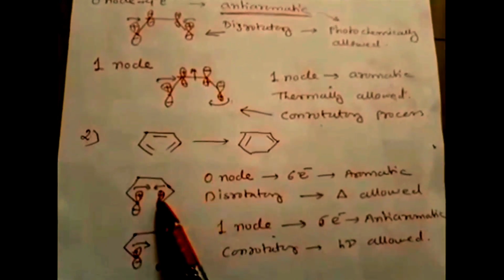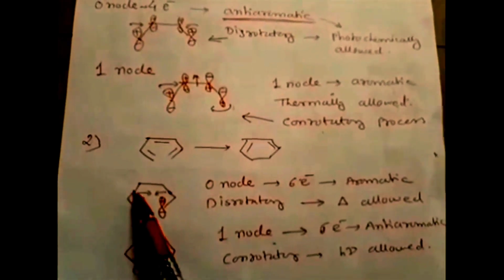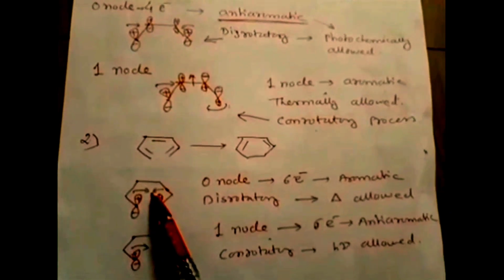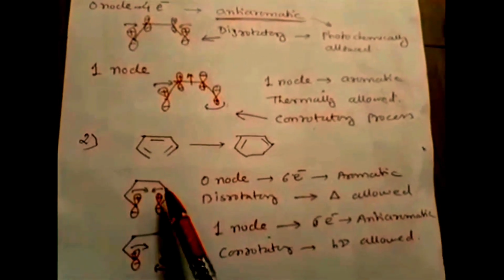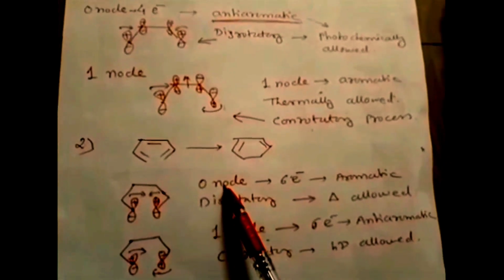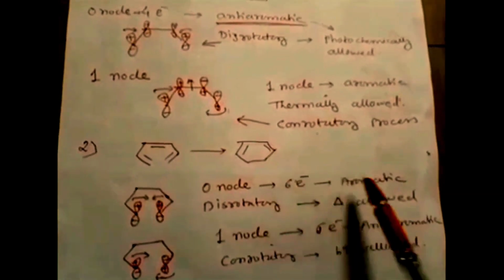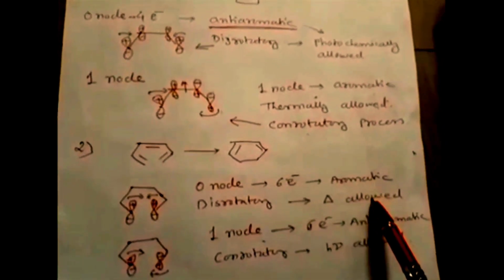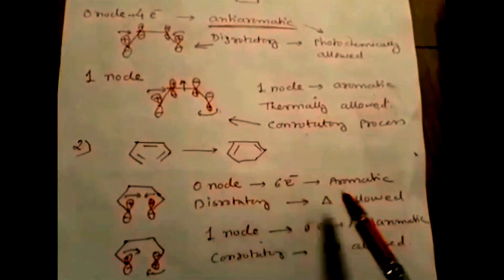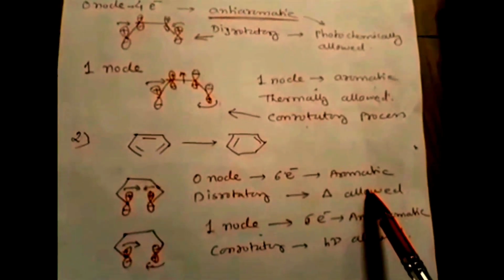So 0 node, that means all positive signs are on the upper lobes. So one orbital is to be rotated in the clockwise direction, whereas the other in the anti-clockwise direction. That means this process is a disrotatory process. So 0 node, 6 electrons, aromatic, thermally allowed, disrotatory process. So this rotatory process is a thermally allowed process.